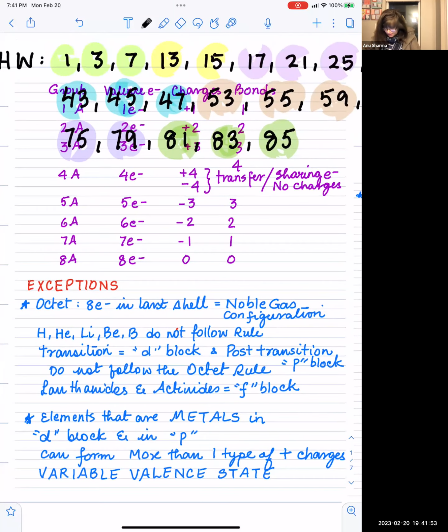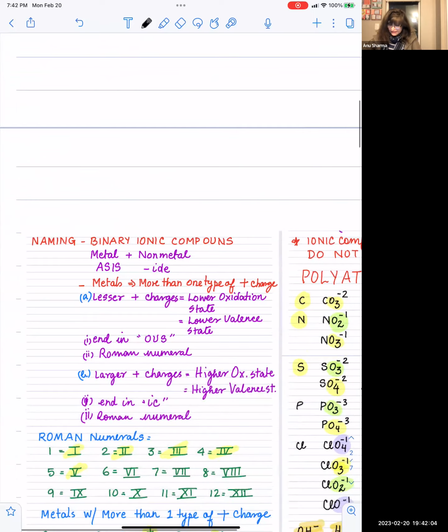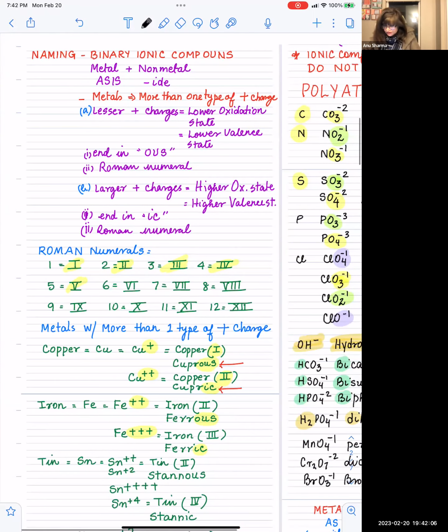Next is the elements that are metal in the D block and the P block. They can form the variable valence state with more than one type of positive charge. We discussed that already. Okay, so this was one piece. Next we are talking about the nomenclature in this set of homework.